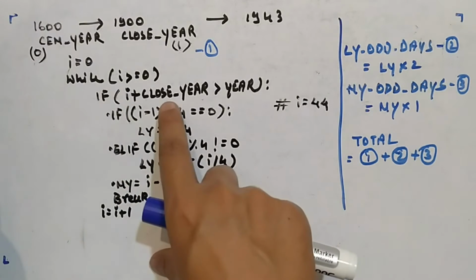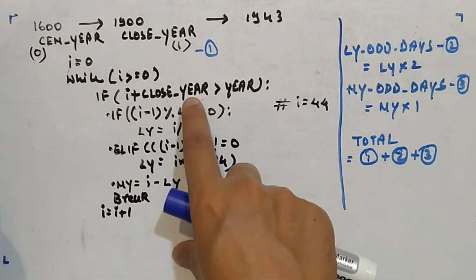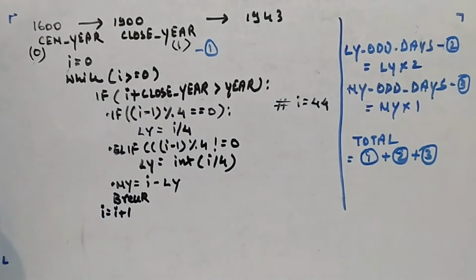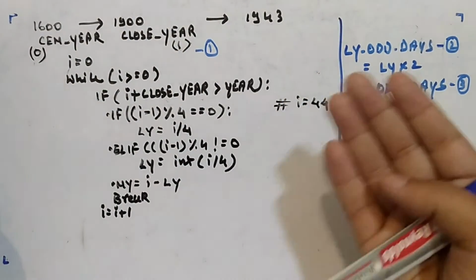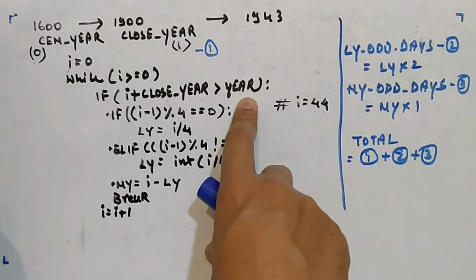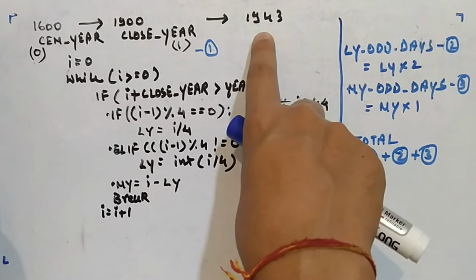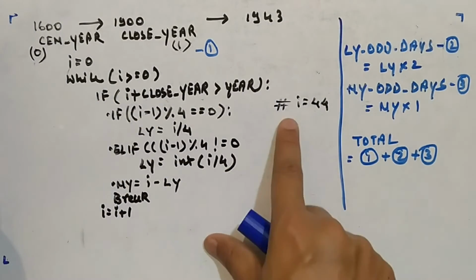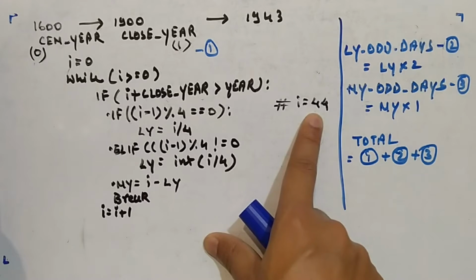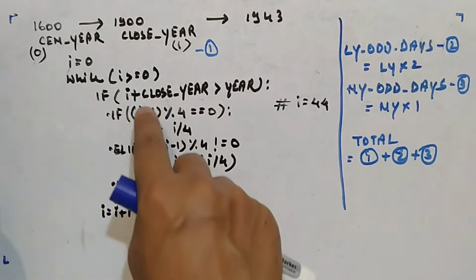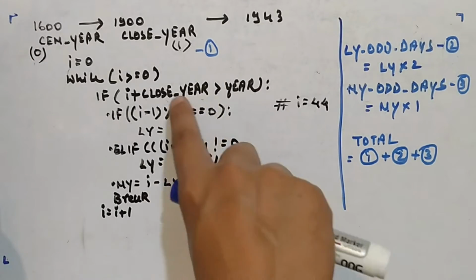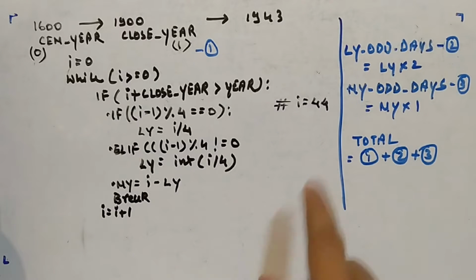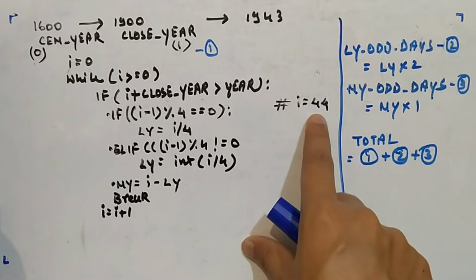Okay, so what will it check? It will check I plus close year. That is, it will keep on increasing the value from 1900 to 1901, 1902, 3, 4, 5, and it will check whether it is greater than your given year 1943 or not. If this condition is satisfied, it will come inside, and here the I value will be 44. I starts from 0 and keeps increasing. When this becomes 1944, it is greater than 1943, right? So I is equal to 44, as you can see in my comment.